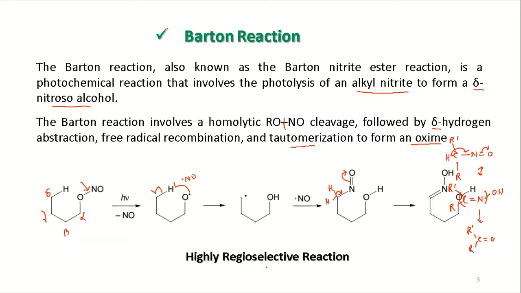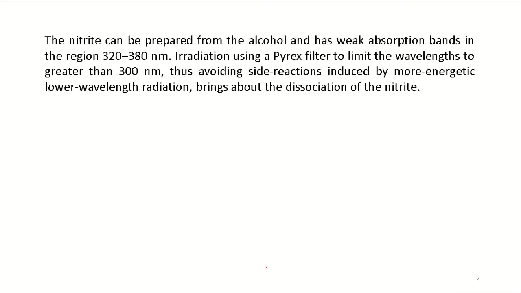So examples will make it more clear. Let us look at some important examples. Before that, just let me give you some information regarding what kind of light is required in this case. The nitrite, particularly the alkyl nitrite, which we find, has a weak absorption.